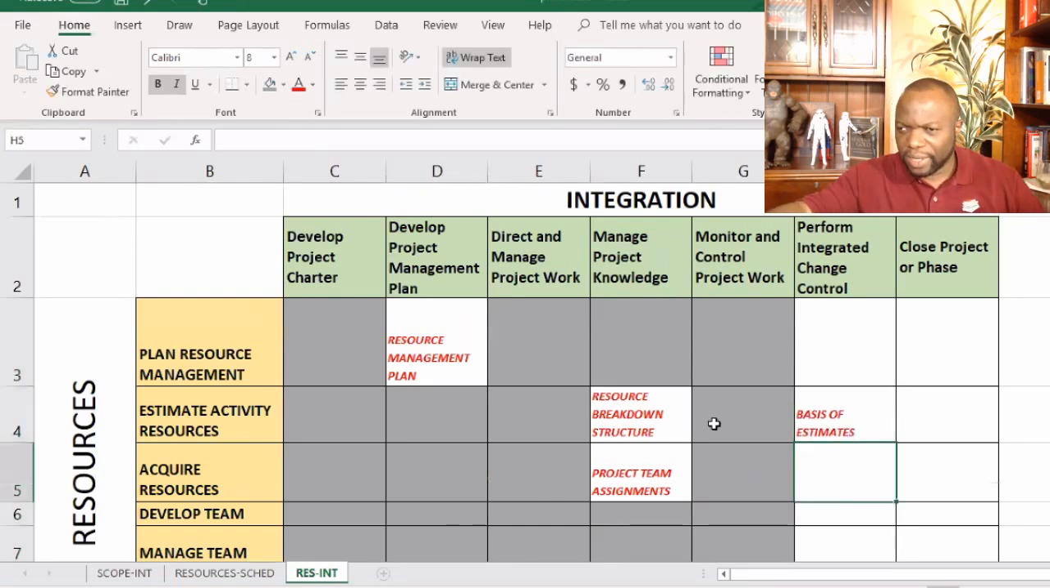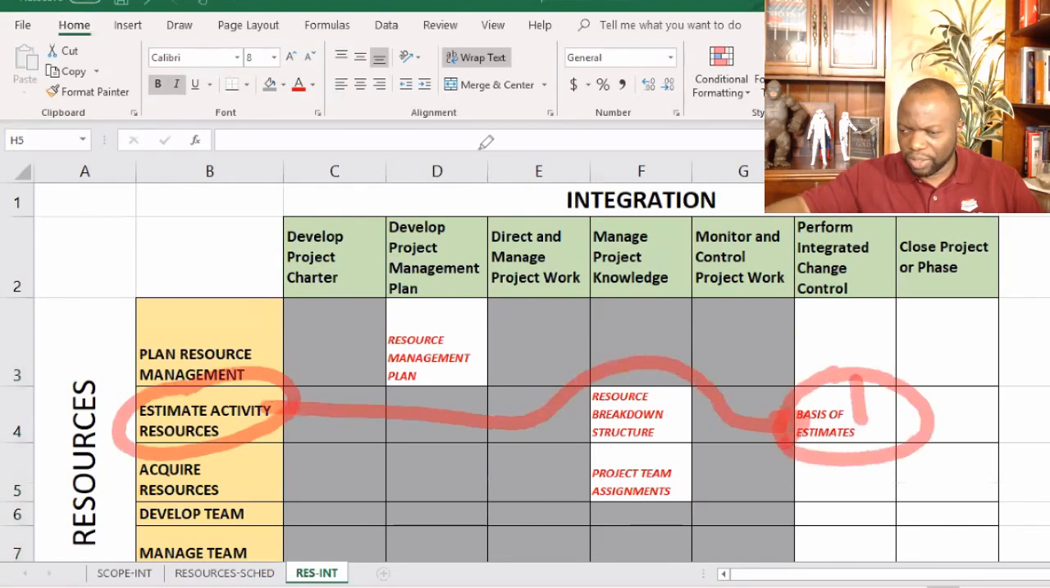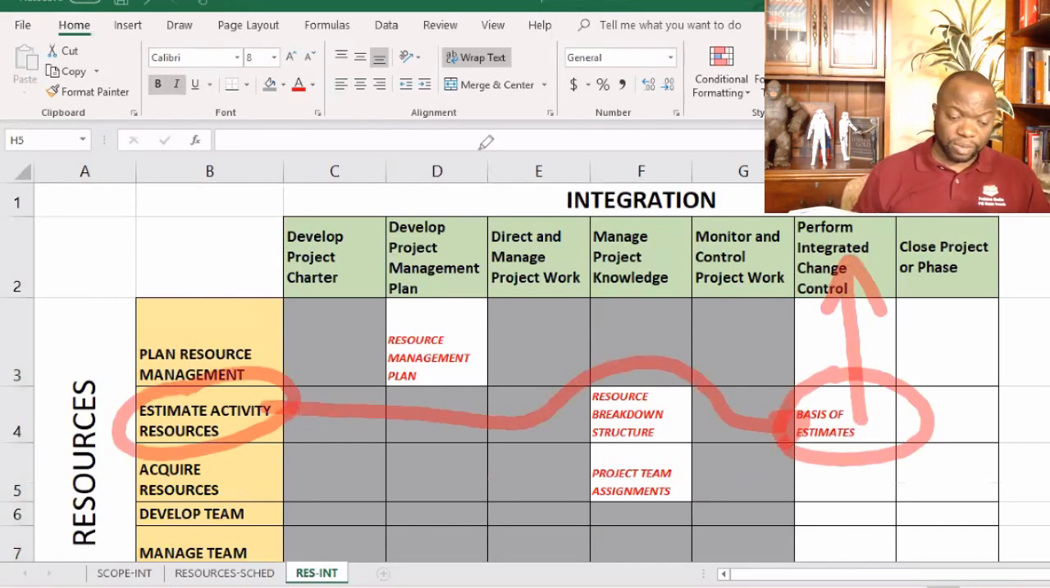Okay, so again, you get BOEs from here, and your BOEs become an input to perform integrated change control, and the PMI have told you why. Because it indicates how the duration, cost, and resource estimates were derived and can be used to calculate the impact of the change in time, in budget, and resources. So that's that.